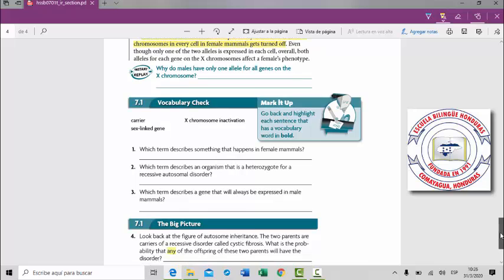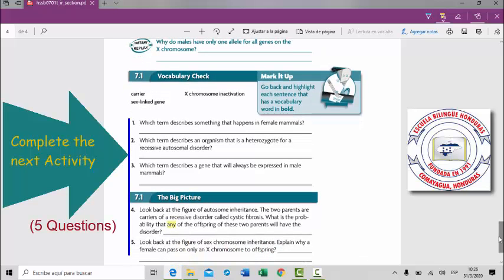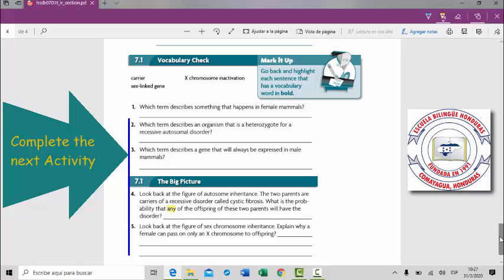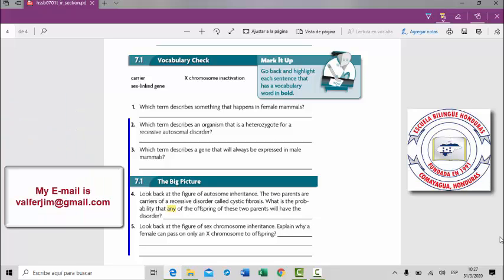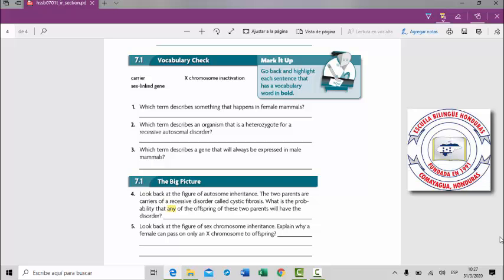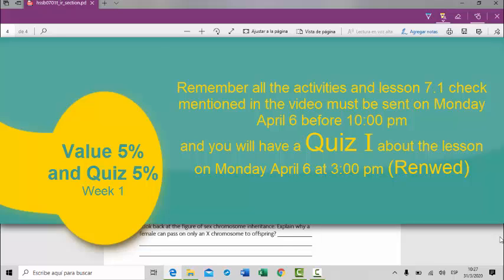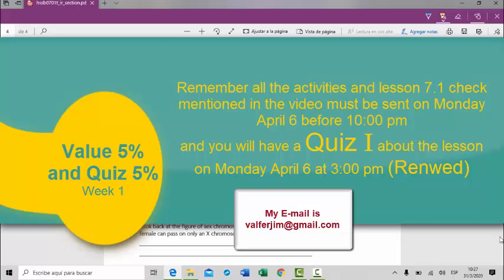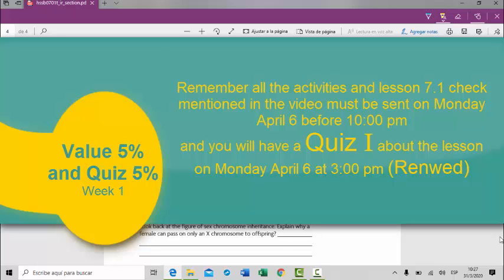We're going to move down. You have an activity, guys, that you have to complete. You have until next Monday, April 6th, before 10 o'clock, to send me this activity, these 5 questions. The value of these 5 questions is 5 points, that means 1 point for each answer. Another instruction: take a look at the homework sheet. I sent you some information on how to send all the activities to my email and the value of the activity. And on the same day, Monday the 6th, you will have a quiz about this lesson, lesson 7.1.